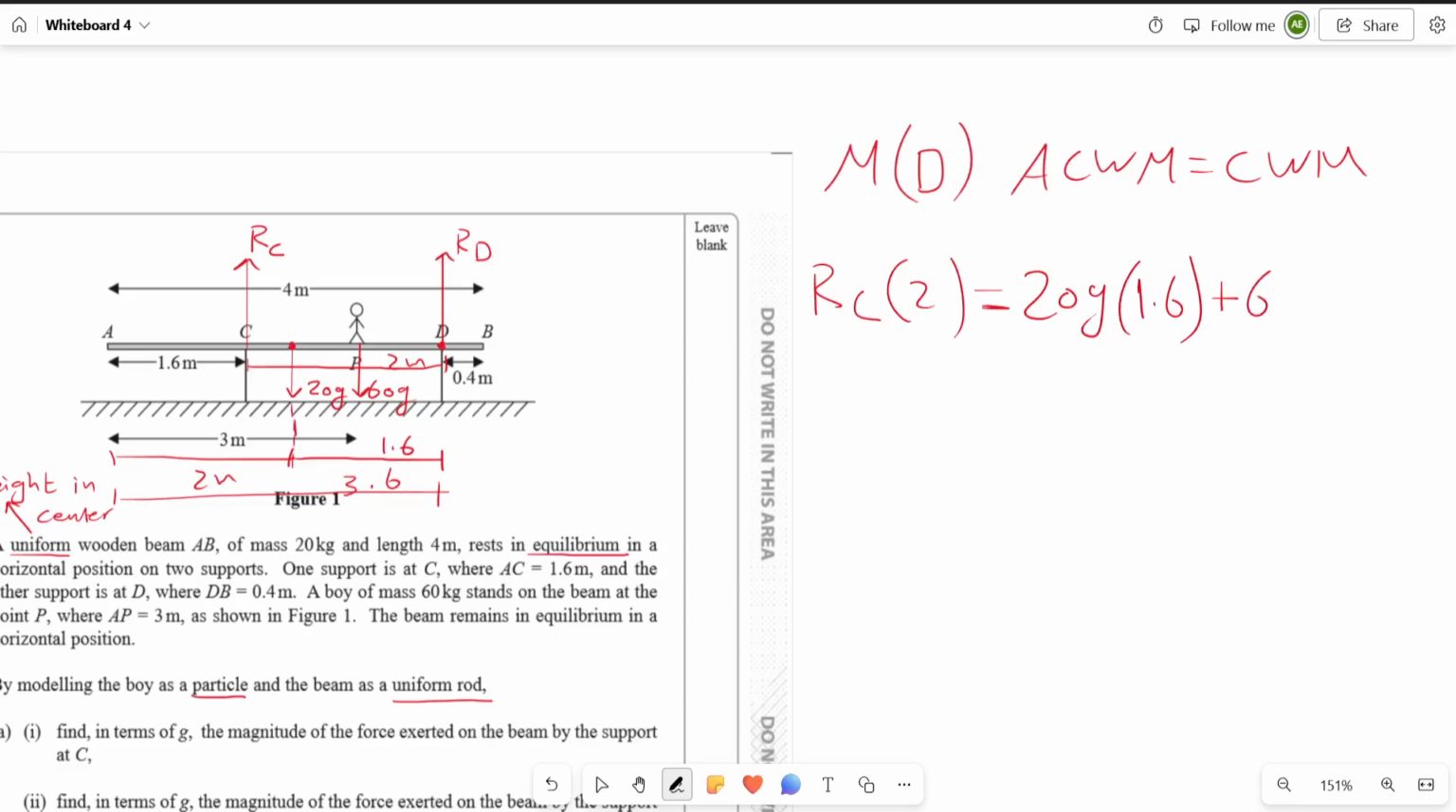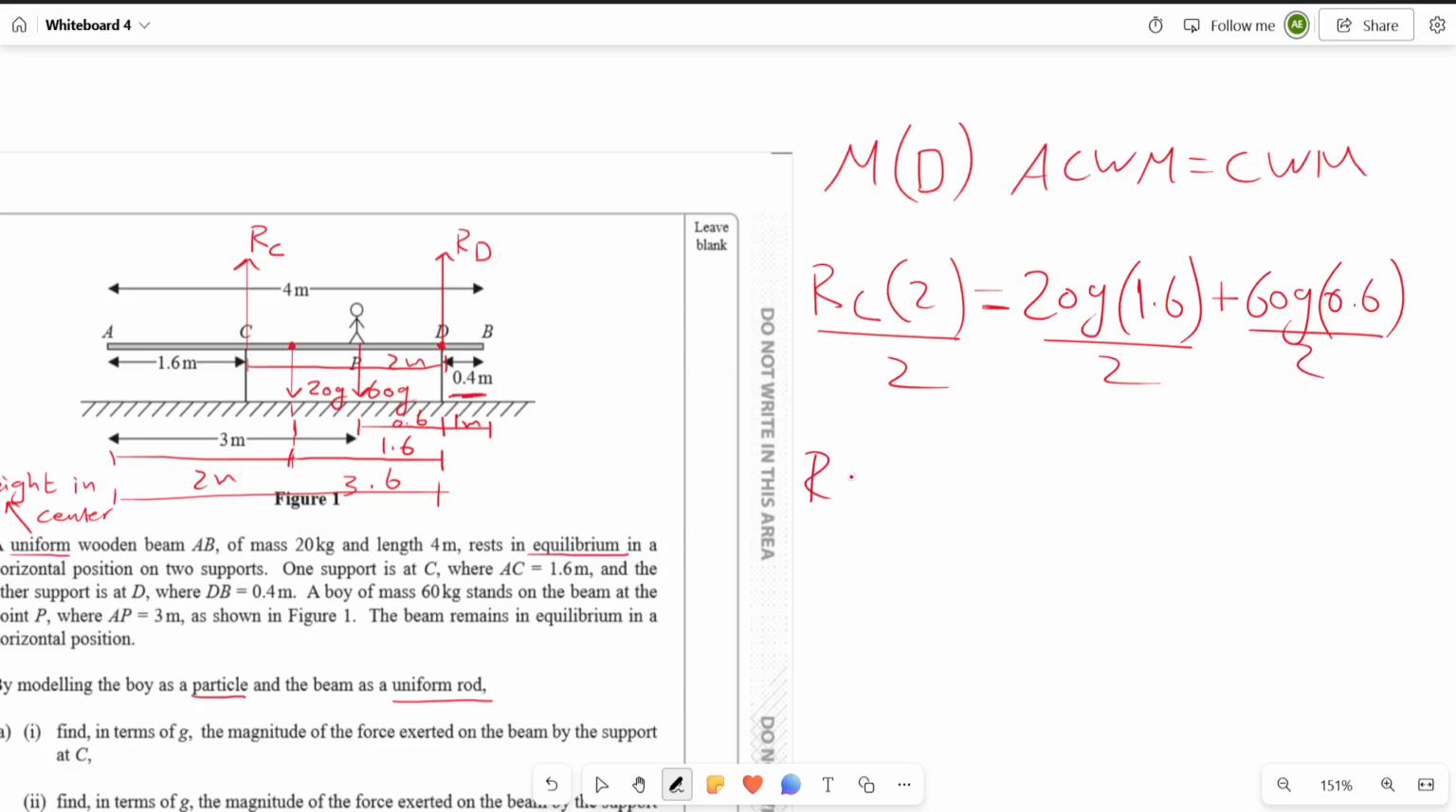So it's going to be 60g multiply this distance over here. Okay, how much is this distance? I know that if this is 3 and the whole thing is 4, then this distance must be 1 meter, right? So 1 meter, if I take away from it this distance, 0.4, I'll be left with this distance, which is going to be 0.6. So 60g times 0.6.